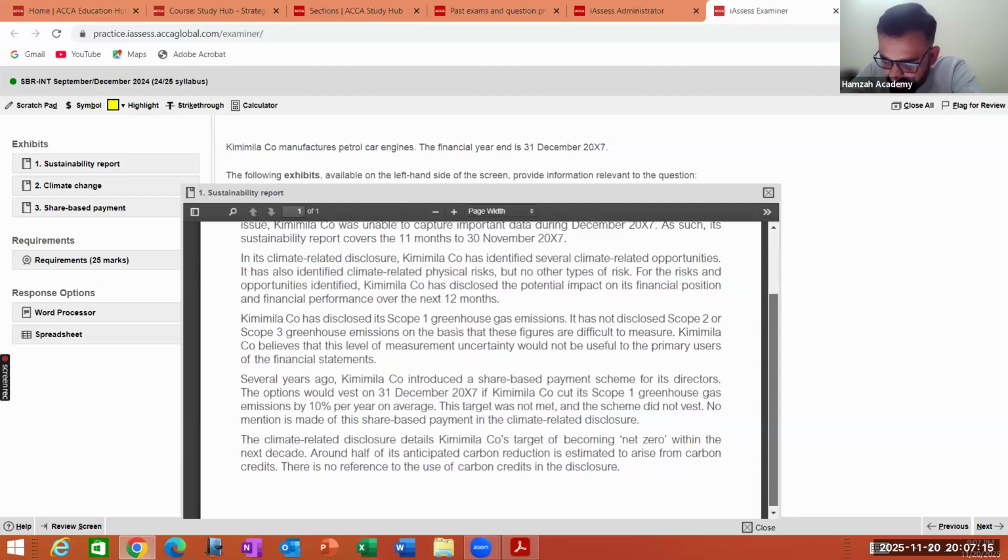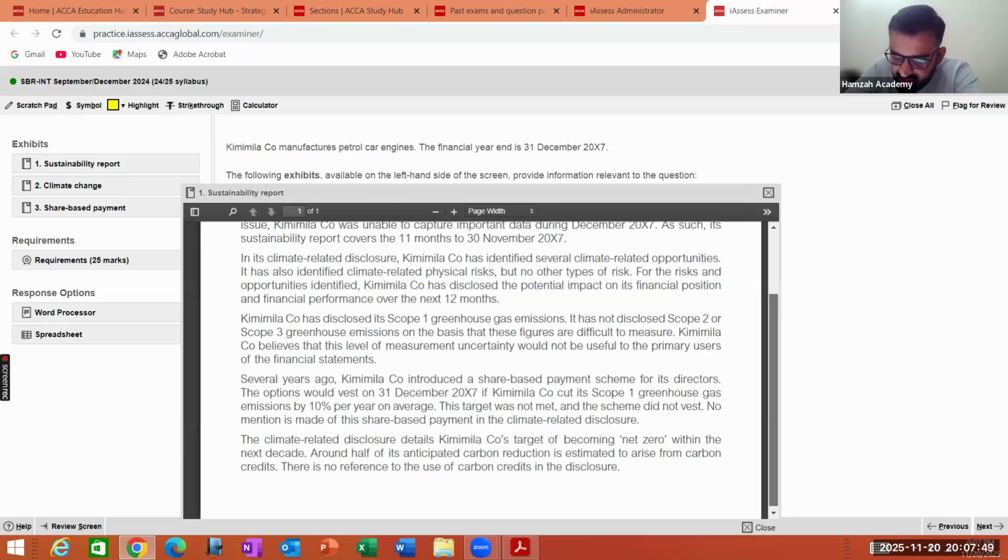Now, several years ago, K company introduced a share-based payment scheme for its directors. The option would vest in December X7 if the K company cut scope 1 greenhouse emissions by 10% per year on average. This target was not met and the scheme did not vest. No mention is made of the share-based payment in a climate-related disclosure. That should also be disclosed, that we have given the incentive to motivate the directors and the employees to work towards a sustainable environment. Okay, that is not disclosed.